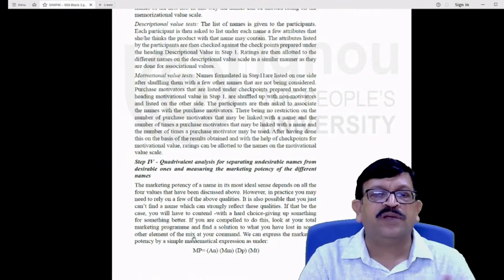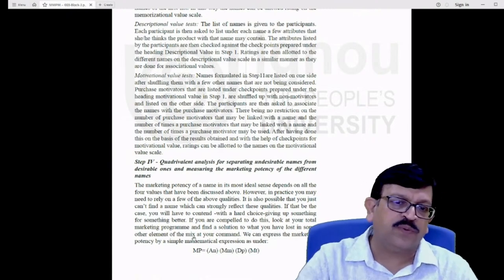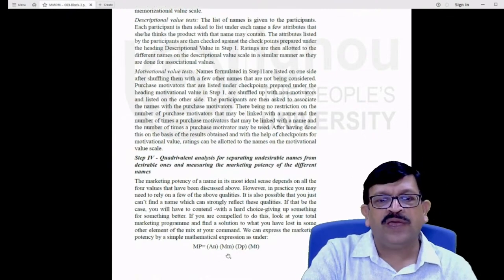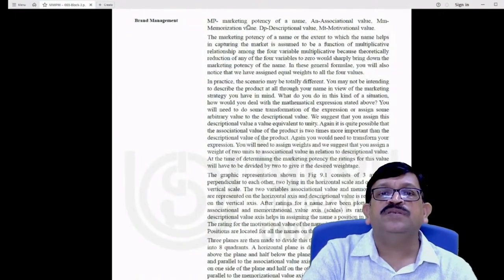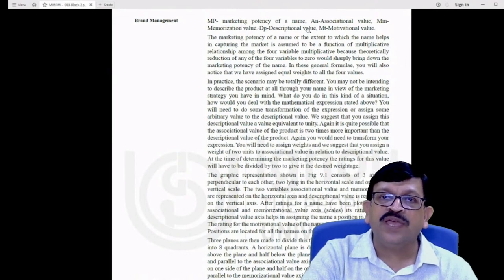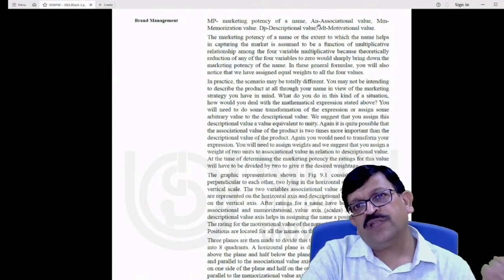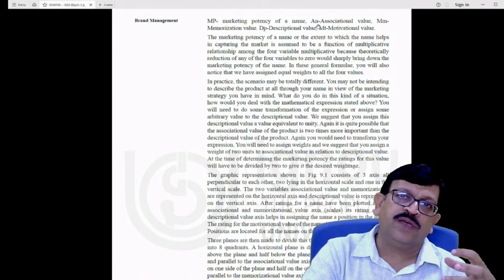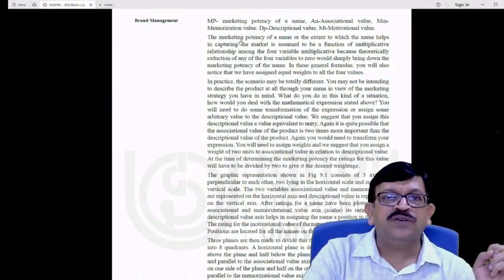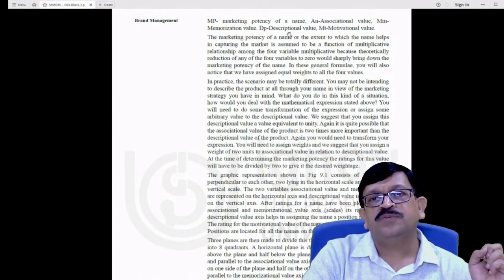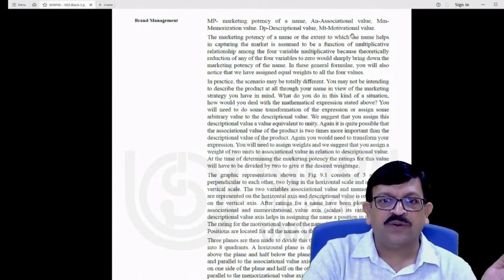So we use a mathematical expression like the equation here, MP is equal to AN, MM, DP, and MT, where MP stands for marketing potency of a name. What is the potential of a name of registering better in the marketplace? An is the associated value, MM the memorization value, DP the descriptional value, and MT the motivational value.